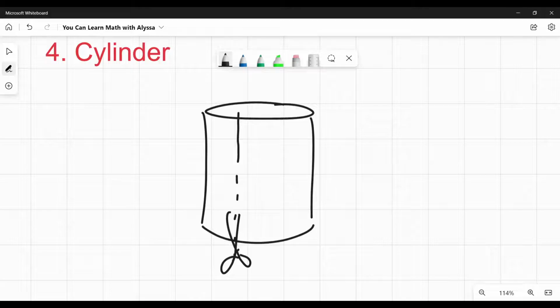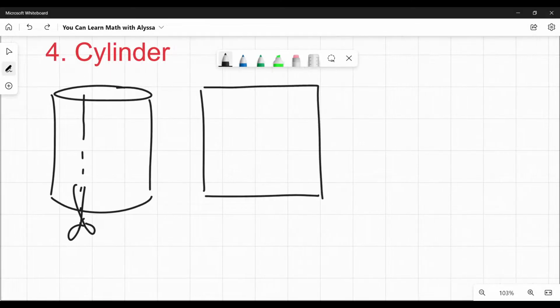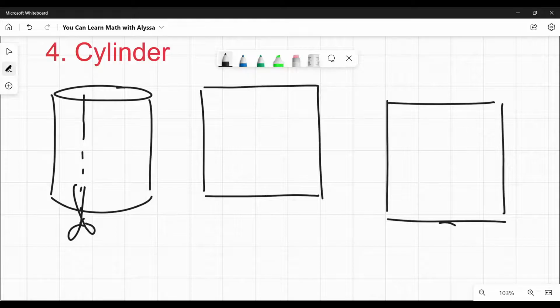Would I have a circle? No, I would have a rectangle. If I cut that tube and laid it flat, I would have a rectangle. And this rectangle wraps all the way around into a circle. So that idea is going to be critical when you're finding the surface area of a cylinder. So if I were to draw a cylinder that had been flattened out, it would look like this. I'd have a rectangle or a square, depending on what I'm doing, and 2 circles.